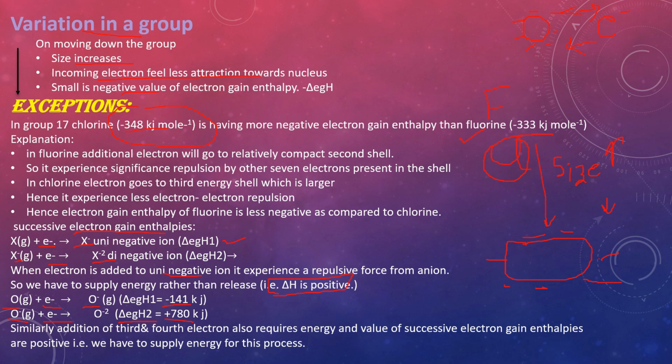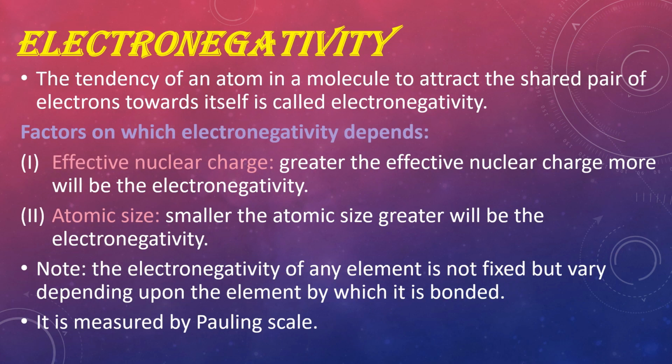Similarly, addition of the third and fourth electron requires more energy, that is, the values of successive electron gain enthalpies are more positive. Now the next trend is electronegativity. First of all, we should know the definition of electronegativity.